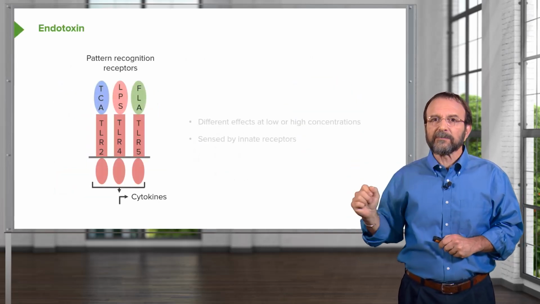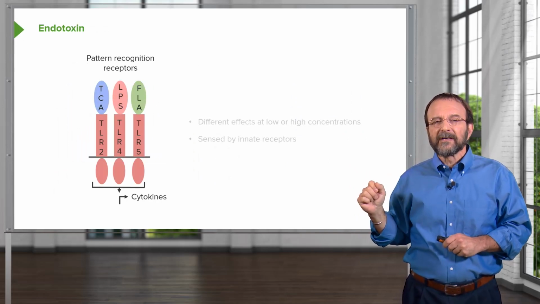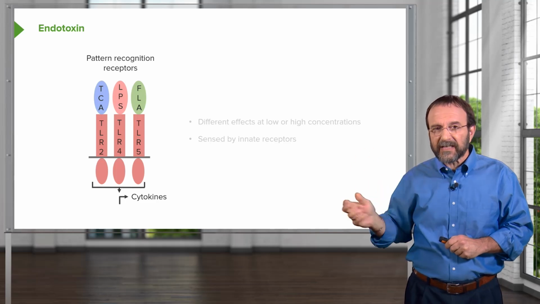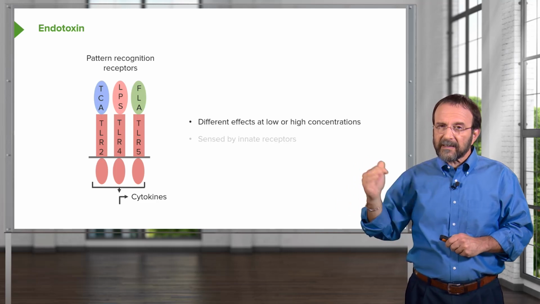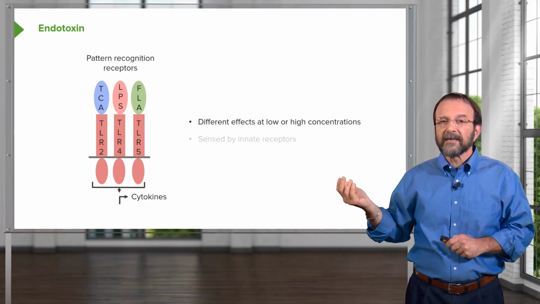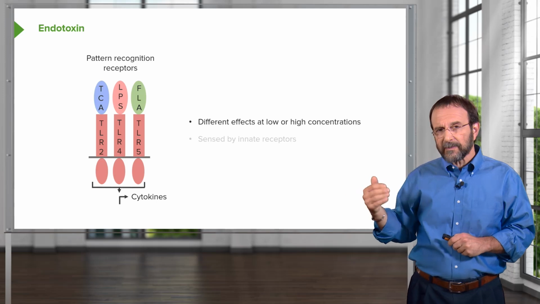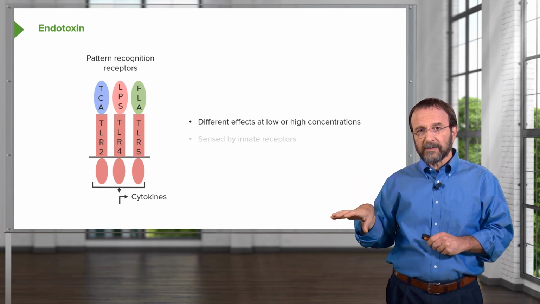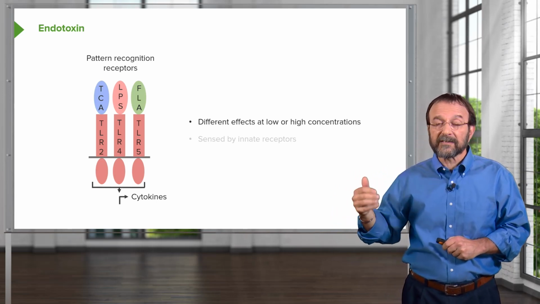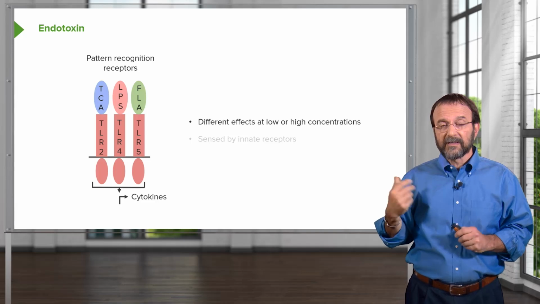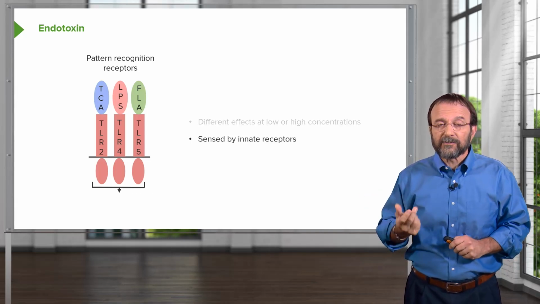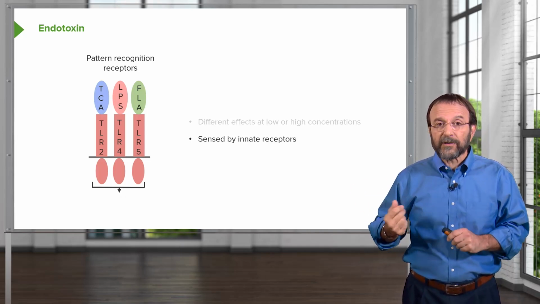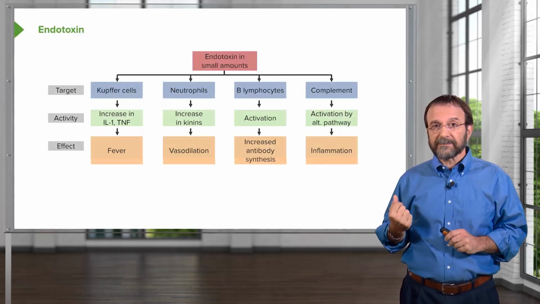So here's a close-up look of the pattern recognition receptor, and it again recognizes endotoxin as being present, initiates cytokine synthesis, and depending on how much endotoxin is present, low or high, it has different effects on the cell. So you can imagine that early in infection, it has one kind of effect where the endotoxin is low, and then if the infection proceeds unchecked, you'll have higher concentration of endotoxin, you'll have a very different effect. These receptors for endotoxin and other bacterial products are called innate receptors. They also sense viral infections as well.